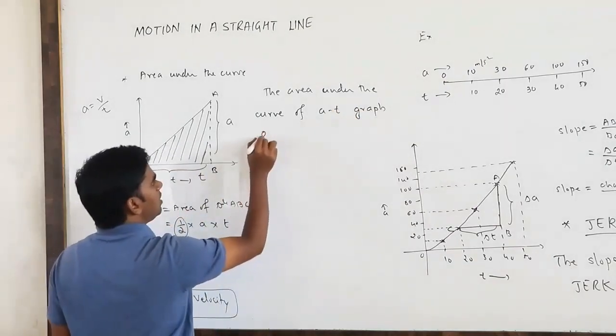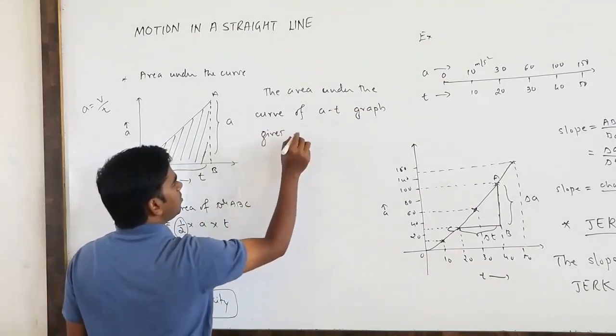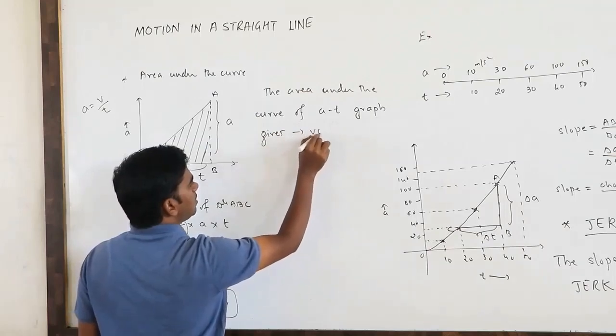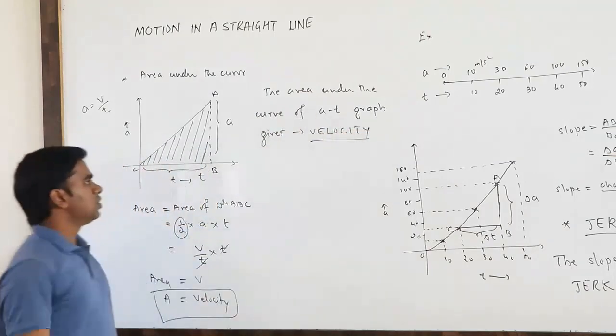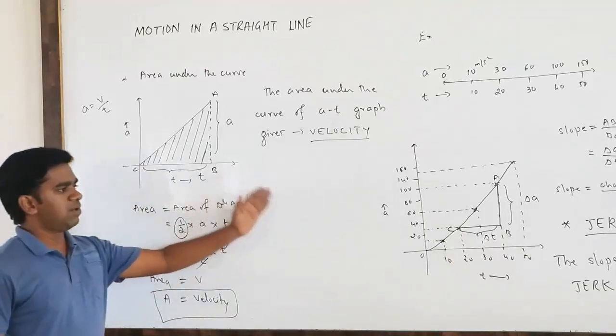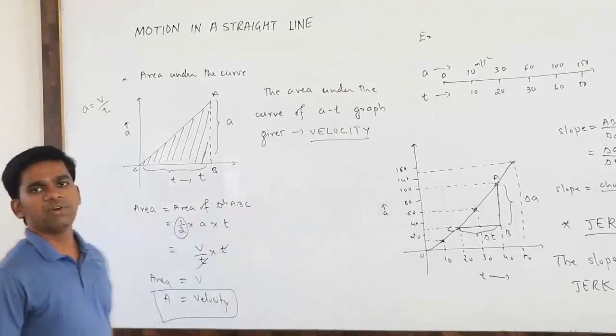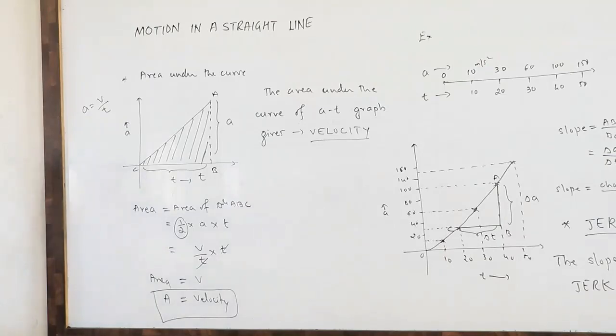Acceleration time graph gives what? It will give velocity. Okay, so the area under the curve gives the velocity and the slope of the curve gives you jerk.